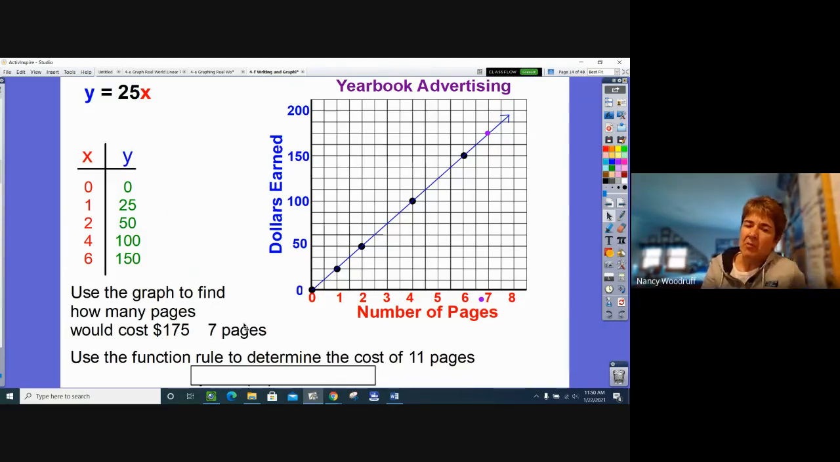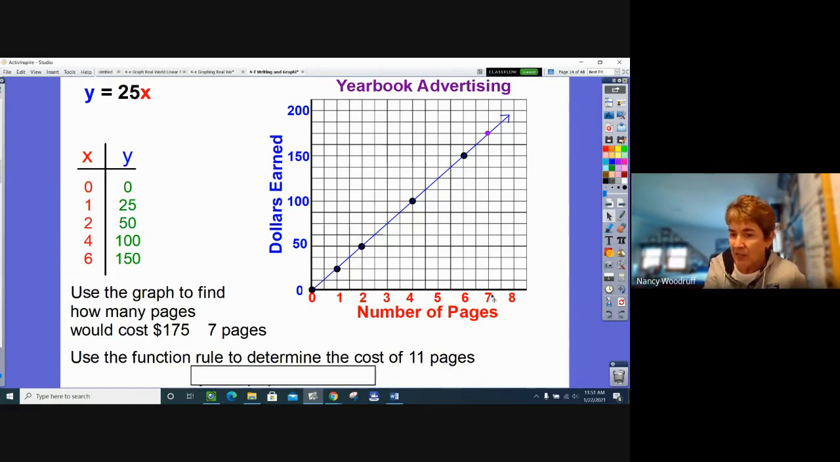Well, wait a minute, Mrs. Hurd. If you said that this one was going to be discrete, why did we draw that ray in? And it's for the exact reason I just said. You would have to put all the dots in. By putting a line, I can go out and make a prediction. So even though this is a discrete graph, I did put that line in, in this case a ray, so that I can do what I just did and make a prediction. Now use the function rule to determine the cost of 11 pages.